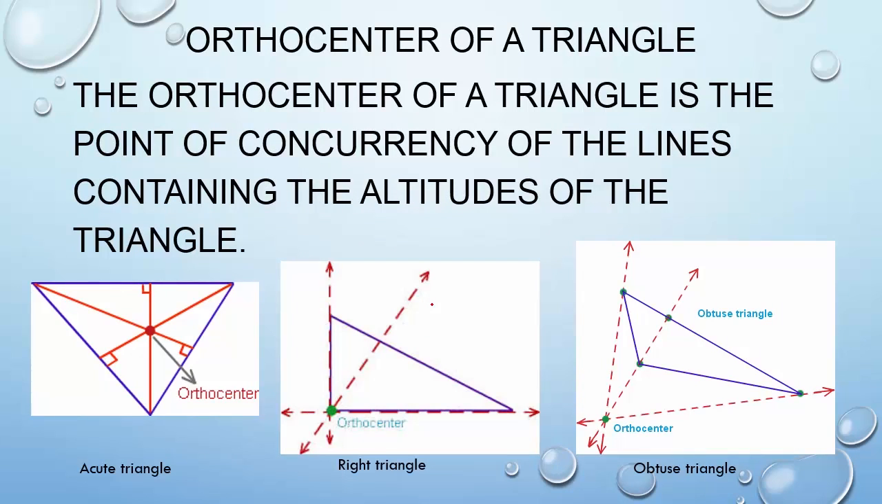And then orthocenter of a triangle. The orthocenter of a triangle is the point of concurrency of the lines containing the altitudes of the triangle. So remember, point of concurrency is where all of these lines meet, and depending on the type of triangle, your point of concurrency will be different. So in an acute triangle, the orthocenter is in the middle. In a right triangle, the orthocenter is right at the vertex of the right angle, and in an obtuse triangle, the orthocenter is outside the triangle.